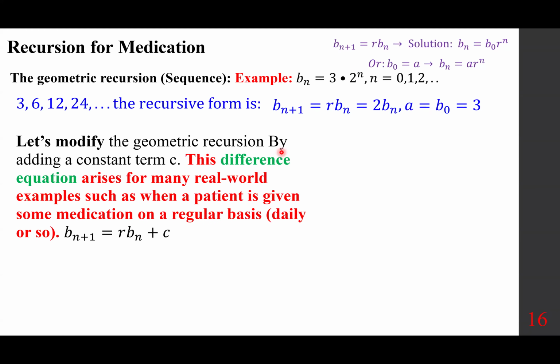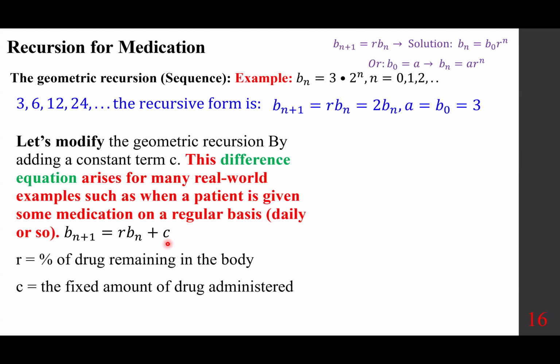Now let's modify the geometric equation by adding a constant term C. This difference equation arises for many real-world examples, such as when a patient is given some medication on a regular basis, daily or otherwise. B sub n plus 1 is R B sub n plus a constant. So we have this one if we add a constant, where R is the percentage of drug remaining in the body. And that's important to understand what R represents. C is the fixed amount that is given to the patient on every time step on a regular basis.